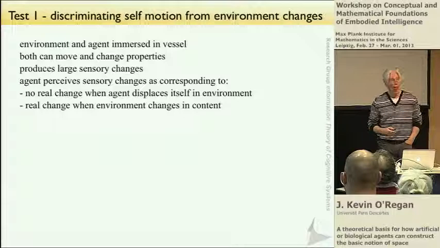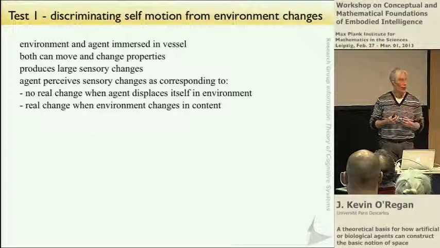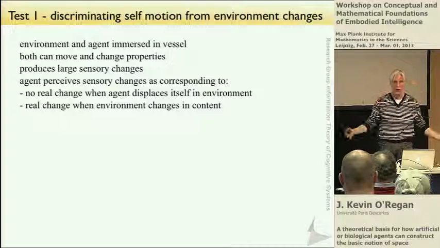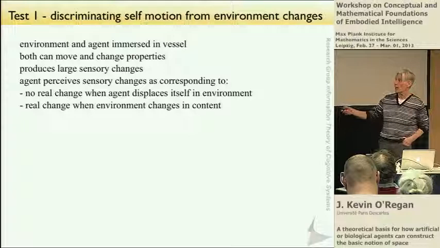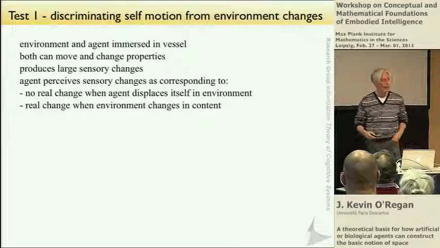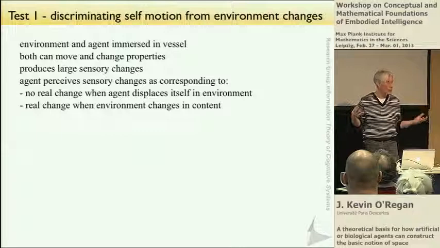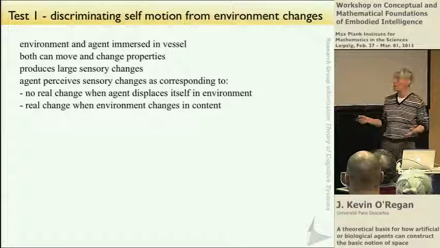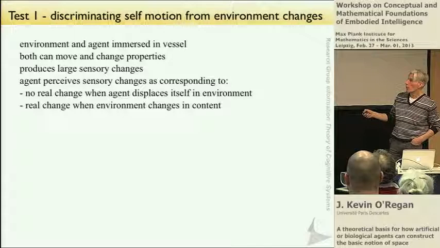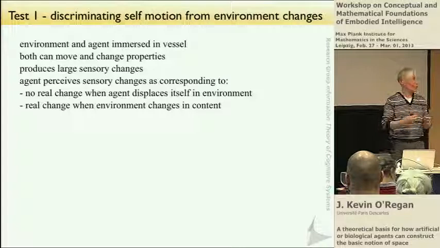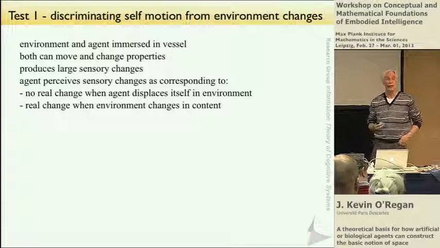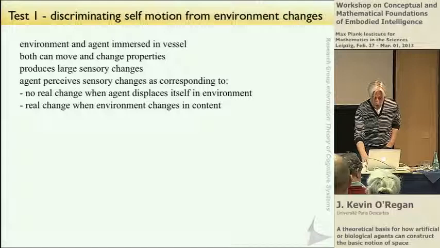what we want to do is try and capture this idea of a vessel. So what is this idea? The idea is that space is a thing which is unchanged, and that I can move in the space as an agent without this changing the space. The thing is that, of course, when I move in the space, my sensory input changes dramatically. And somehow, despite this dramatic change, I must interpret this change as no change, essentially. On the other hand, when the agent displaces itself in the environment, it should essentially interpret this as being no real change in the sensory input. However, if it displaces itself and there is a real change in the environment, like something distorts or gets replaced, then the agent should detect this. So this is the test we wanted to provide the agent with.